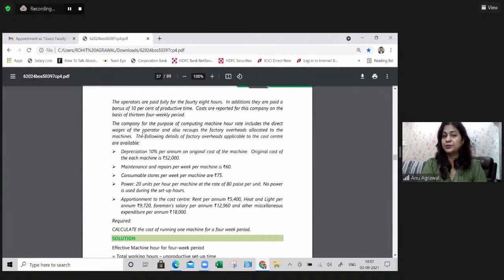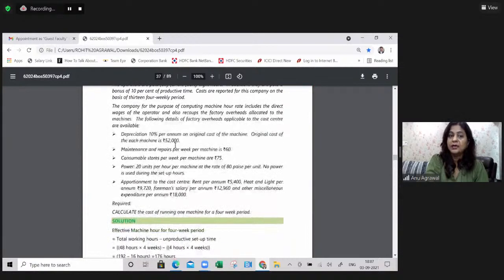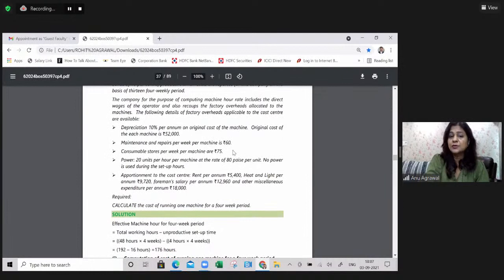Depreciation is 10% of the original cost. If original cost is 52,000, 10% of it is going to be 5,200 for a year. Maintenance and repairs per week is going to be 60. So if you want to do it for 1 month, it will be how much? 60 into 4 weeks. Okay. Consumables per week is 75, same thing. Power is 20 units per hour at the rate of 80 paisa per unit. This is already given per hour.